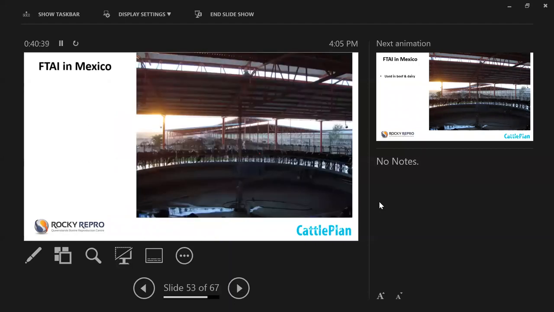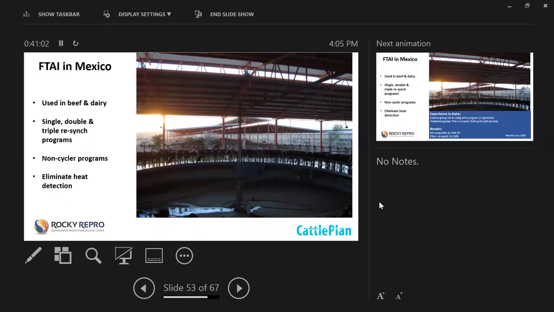Fixed time in Mexico, this is a big Mexican dairy that they use it in. Other uses, they obviously have beef and dairy programs there. They use single fixed time, they do resync programs in the dairies. It's really good for non-cyclers, so the ones that aren't cycling up to calving with that massive lactational stress, they go through an AI program and it can kickstart them cycling a bit earlier than what they would naturally. And also to eliminate heat detection, so it just takes that fact out.